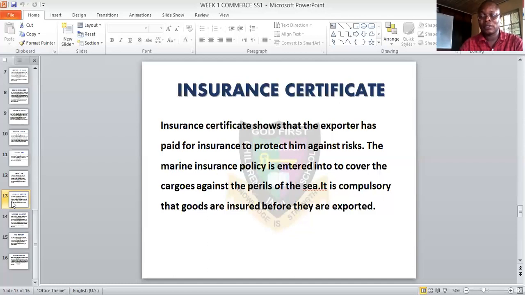It is possible that where the cargo is conveying goods from one country to another through a ship, that ship can be capsized. What I mean by capsized is that the commodity can flow into the water. So it is very compulsory that goods are insured before they are exported. Make sure anybody you know insures their commodity before they export it.